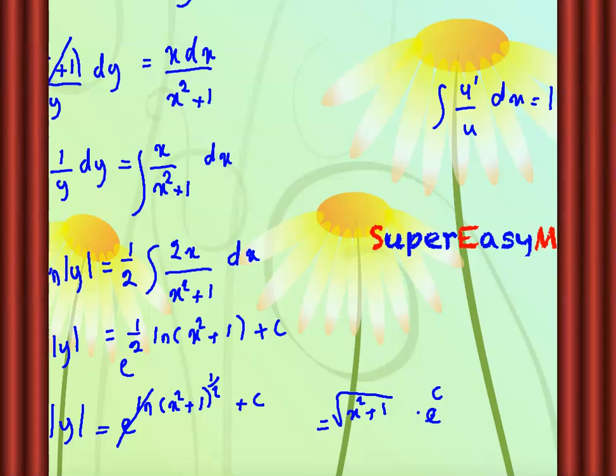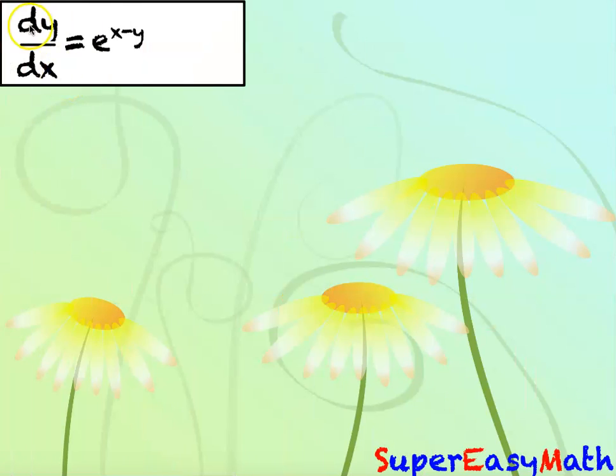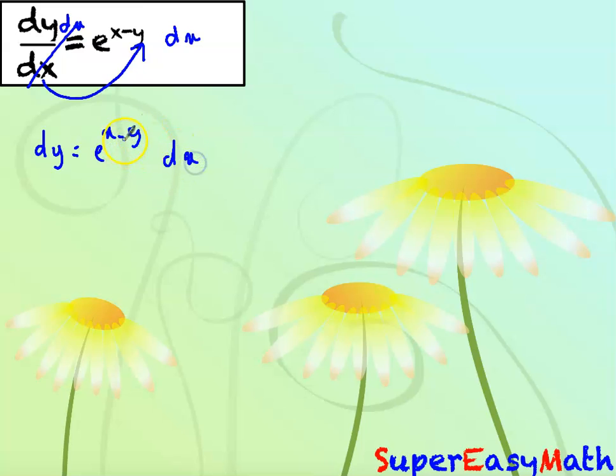Another example, dy by dx equal e to power x minus y. So the first step is to separate dy and dx. So we have to move dx to the other side of the equation, multiply both sides by dx. We will get dy equal e to power x minus y dx. Now we have to move this y to the other side. We know that e to power x minus y equal e to power x divided by e to power y, multiplied by dx. To move this e to power y to the other side, multiply both sides by e to power y.